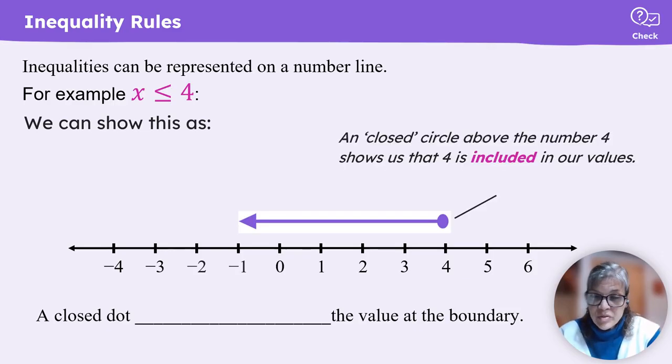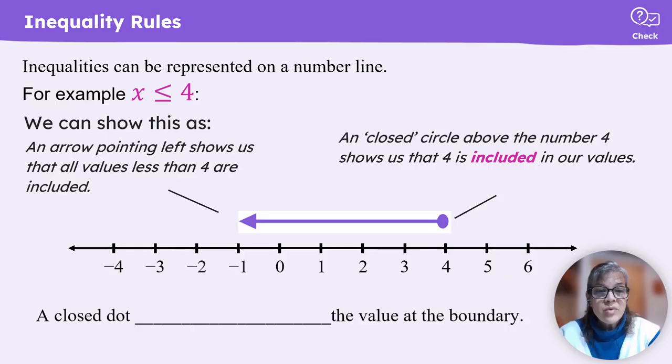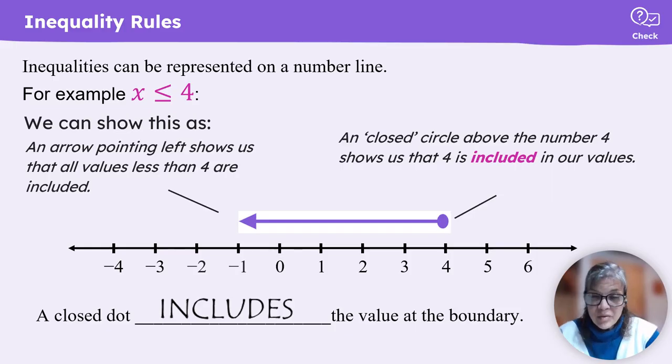We use the closed circle above the number 4 to show us that 4 is included in the values because it could be equal to it. And we use the arrow pointing left to show that all values less than 4 are included. So the closed dot, your handout has this thing to fill in. The closed dot includes the value at the boundary. You might want to draw this in as an example.